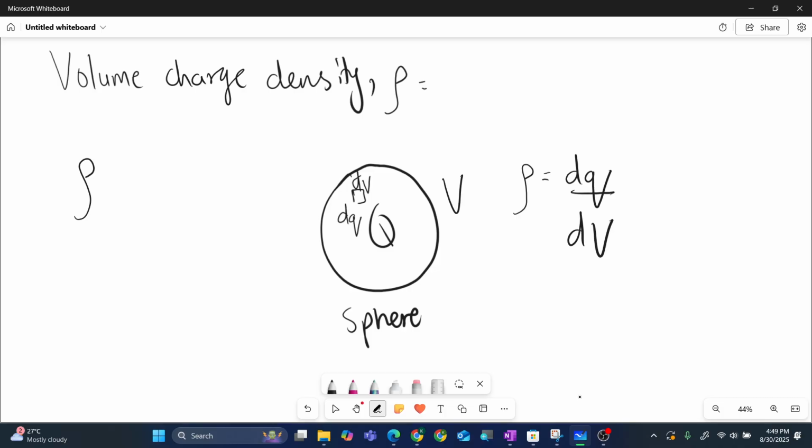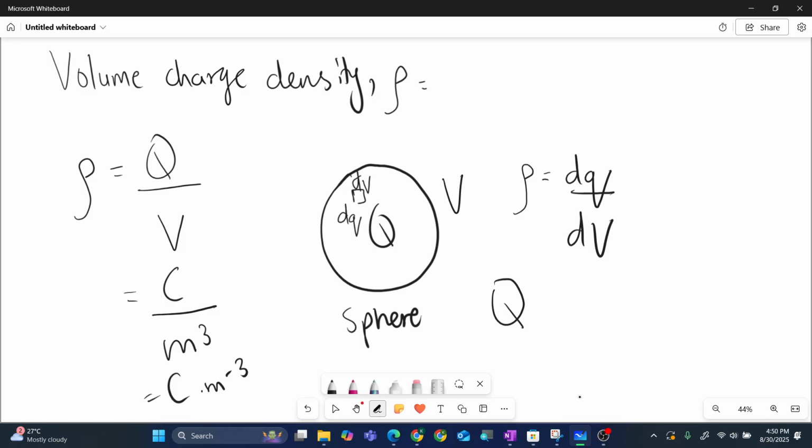Again, if I want to find the volume charge density of this whole sphere, this is going to be total charge divided by the total volume, and the dimensions are now going to be coulombs per meter cubed. And then again, if I want to find the total charge, I'm going to take the integral over the volume of this whole object of rho dV. So my integration variable here is the volume.